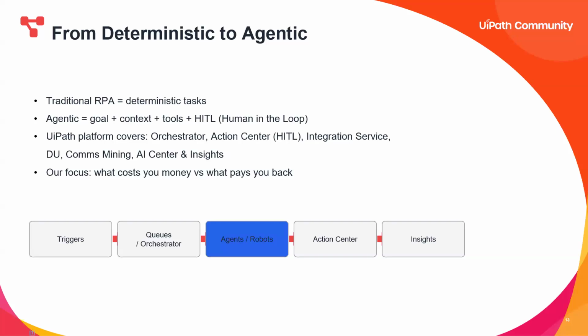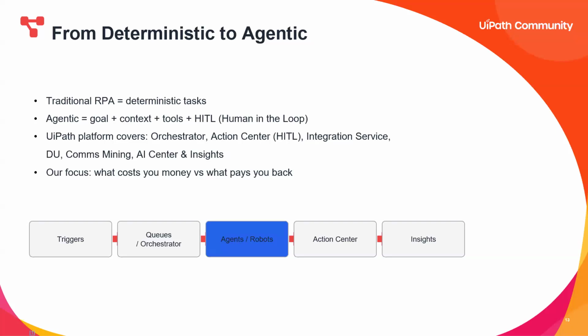And that's where agentic is power-driven, or AI power-driven. When it comes to platform dependence, the UiPath platform covers orchestration, Action Center, integration services, and DU. This is one of the examples.